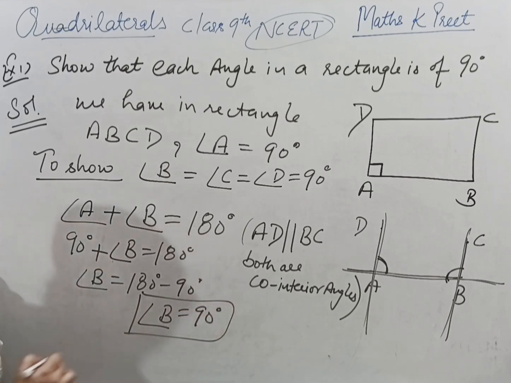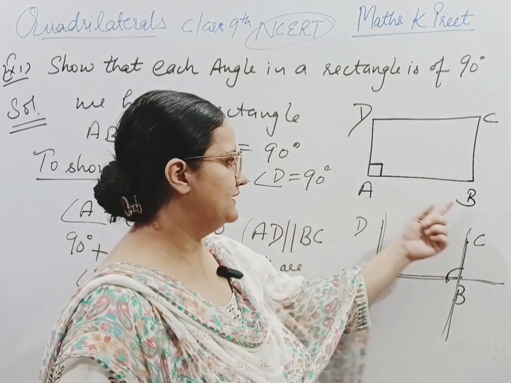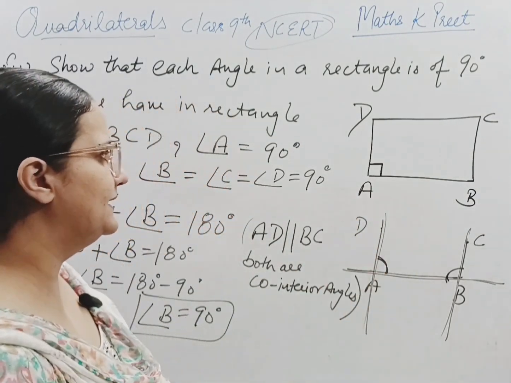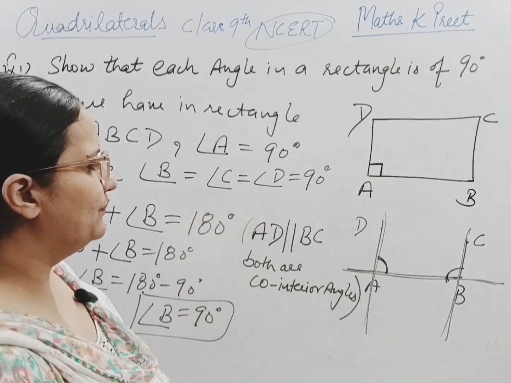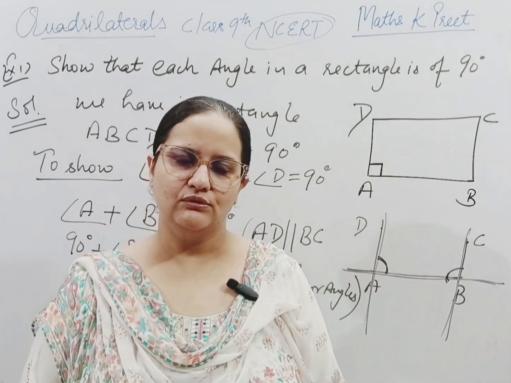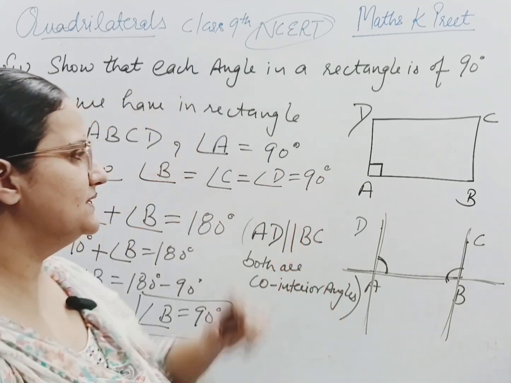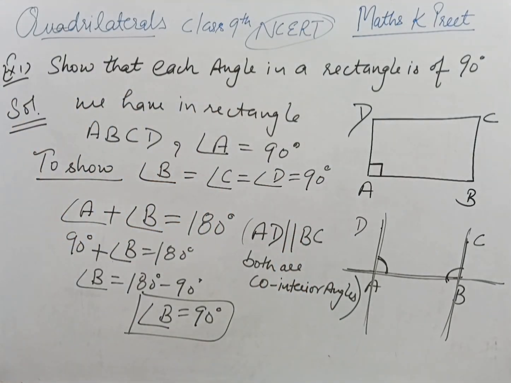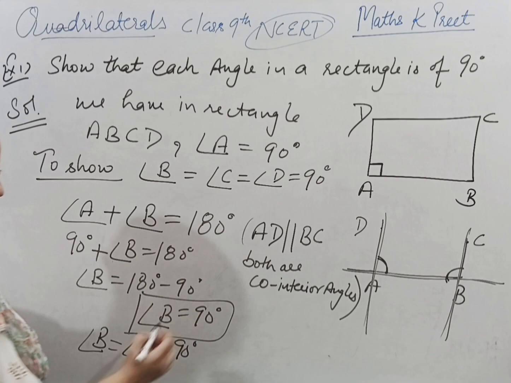So we have shown that angle A was 90 degrees, and we have shown that angle B equals 90 degrees. Now we know that in a parallelogram, we have seen a theorem that opposite angles are equal to each other. ABCD is basically a parallelogram, so we can write that angle B equals angle D. So automatically, if B is 90, D will be equal to 90 degrees.